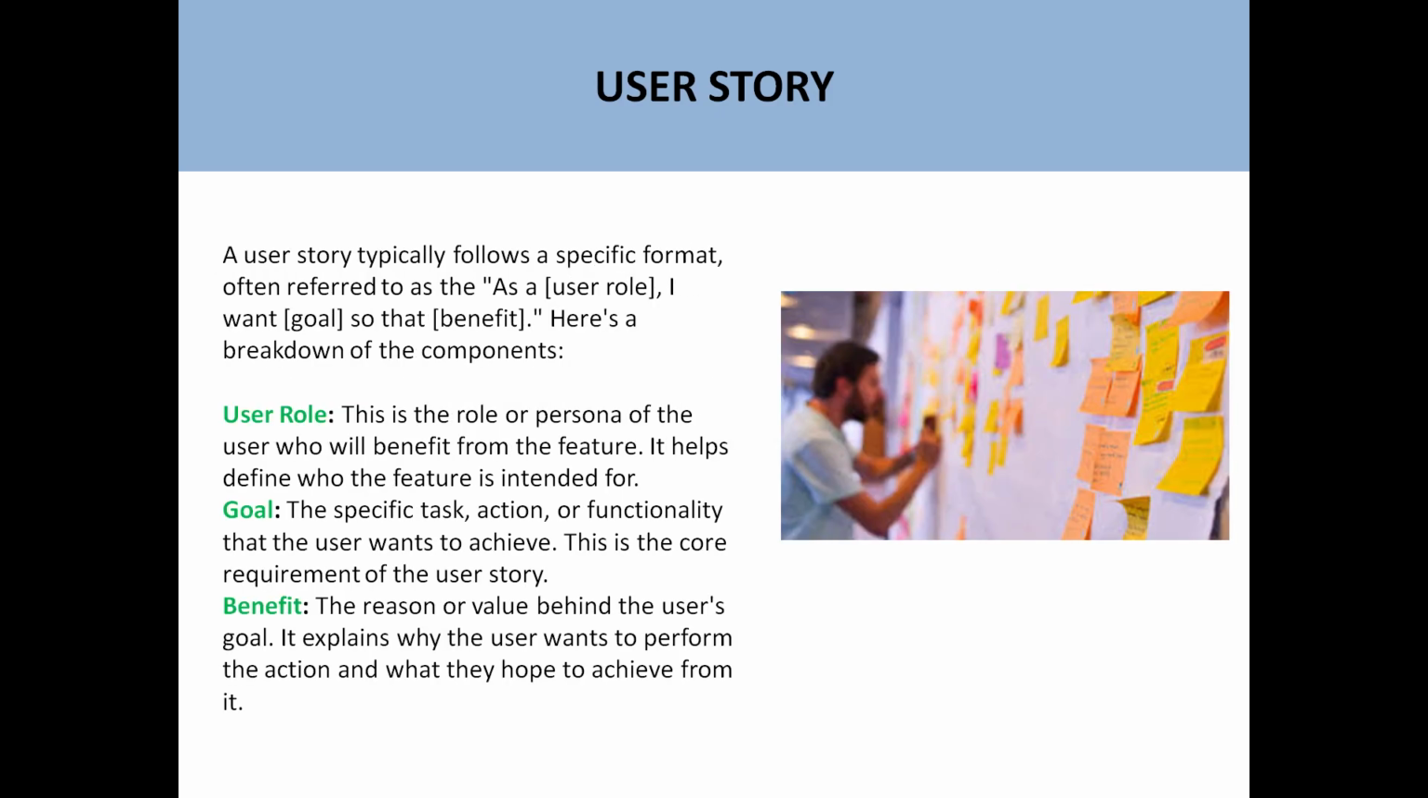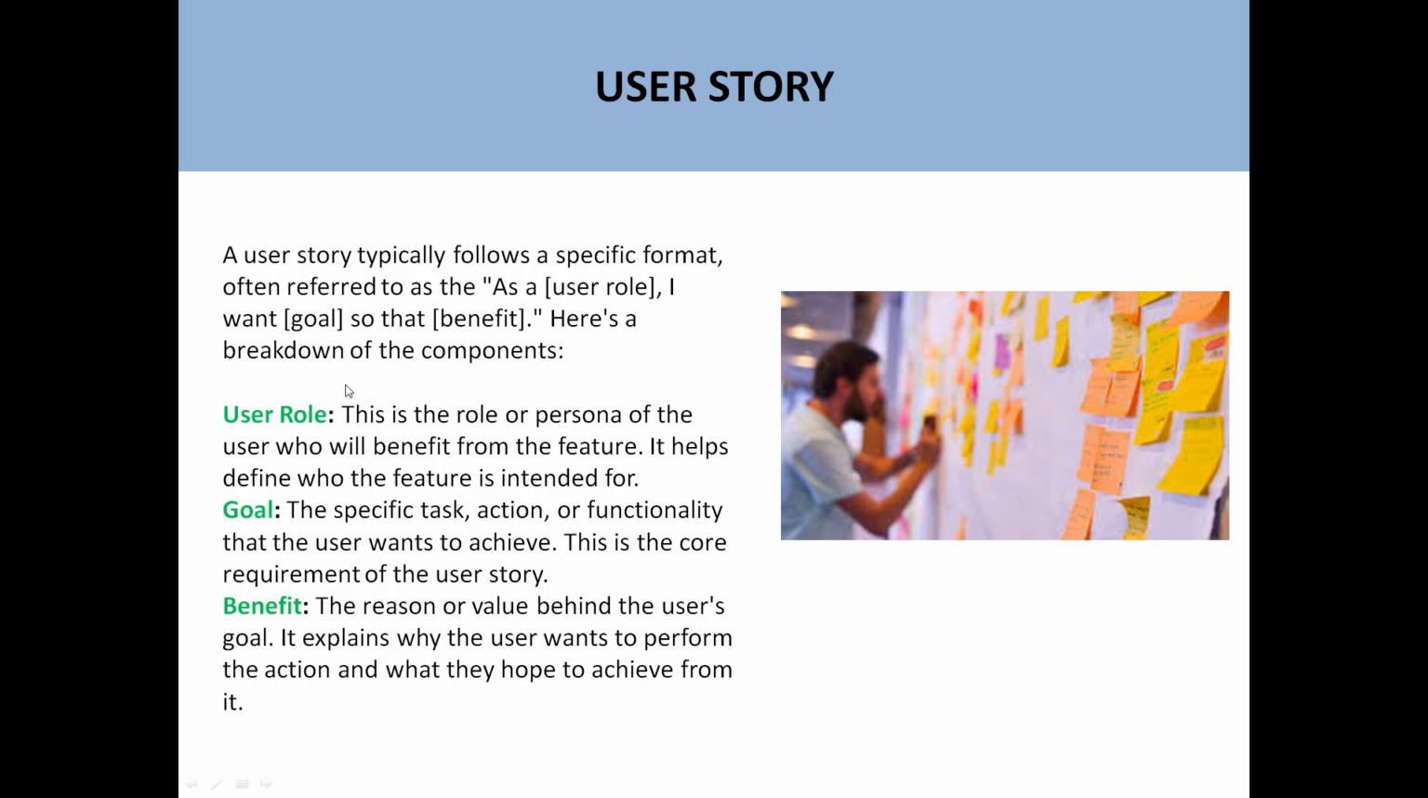Now a user story typically follows a specific format. For example, as a user role, I want a goal, so that I get a benefit. So the things you will notice are user role, goal, and benefit. Now we will discuss them in detail.